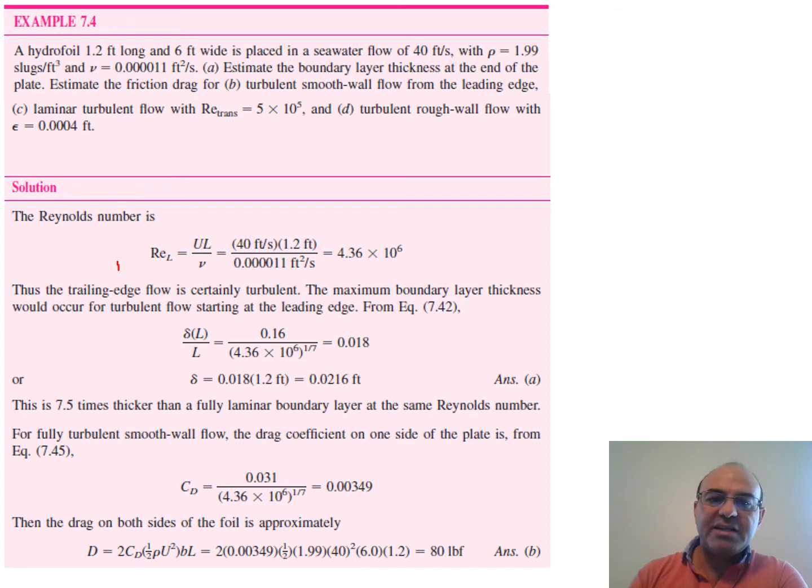In order to estimate the boundary layer thickness, we need to calculate the Reynolds number to see whether it's laminar or turbulent. So based on the given values, the Reynolds number is larger than 10 to the 6. It's definitely turbulent. So we go ahead and use the correlation or equation for delta over X for turbulent flows. So here X is equal to L, the full length of the plate. So therefore we get delta, the thickness of the boundary layer at the trailing edge.